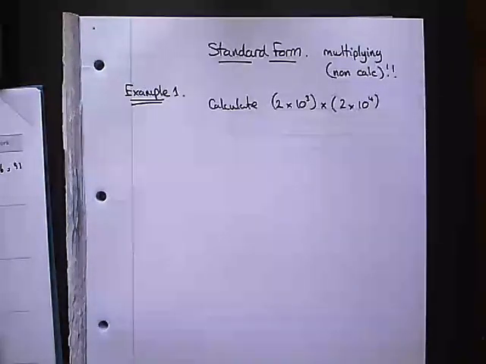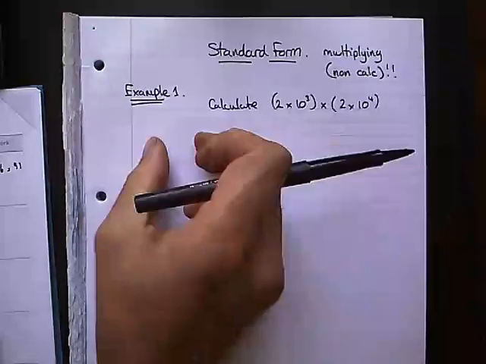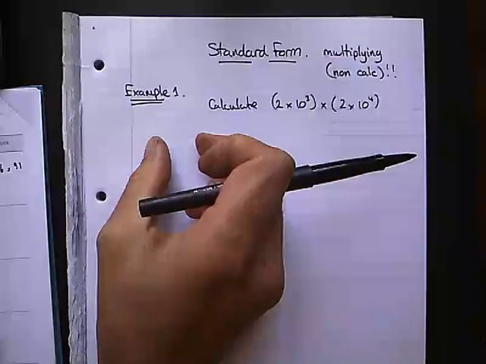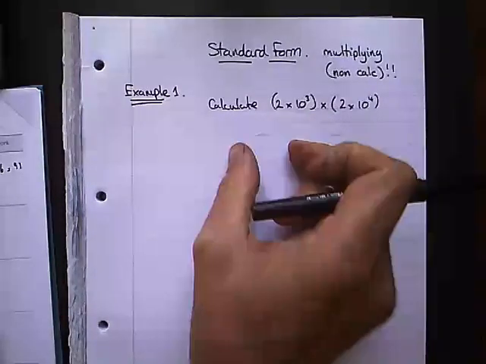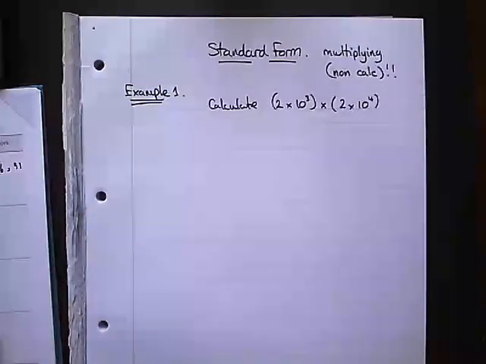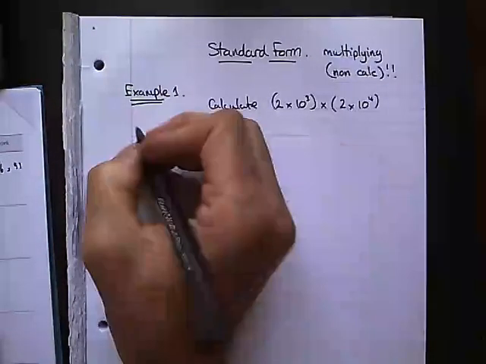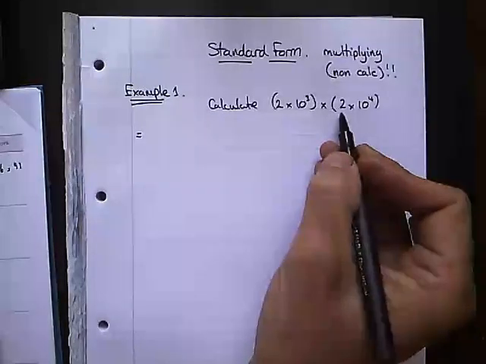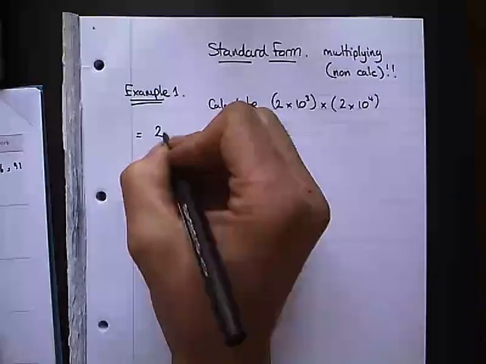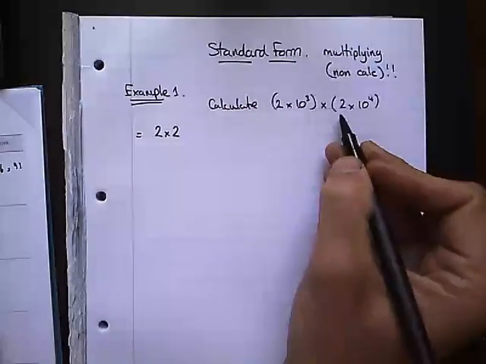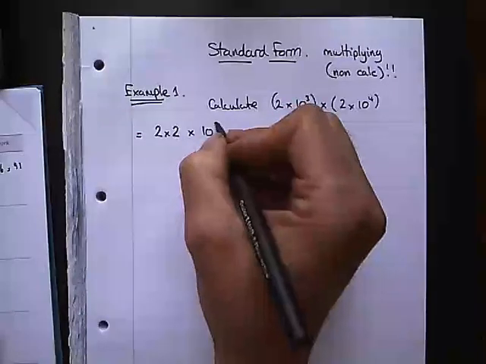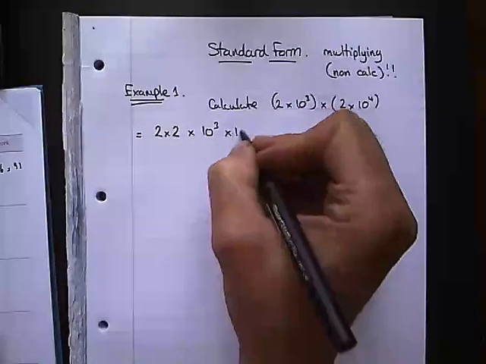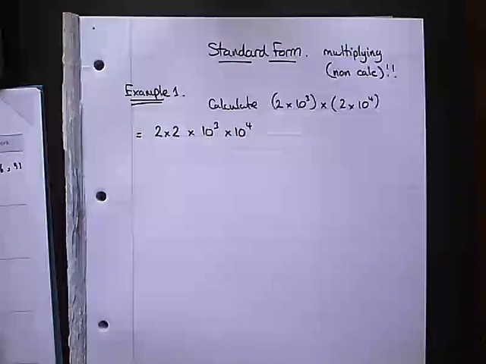Right, the trick here is to put the number bits together, so the 2s on their own, and times them together, and then we'll have the 10s to the power, and we'll put them together, and then we'll simplify the answer. So the way we write this is we take the number bits without the powers of 10, and we do 2 times 2 because those are the numbers in the question, and then we also multiply it by 10 to the power of 3 times 10 to the power of 4. Okay, and we're almost there. That's a good place to start.